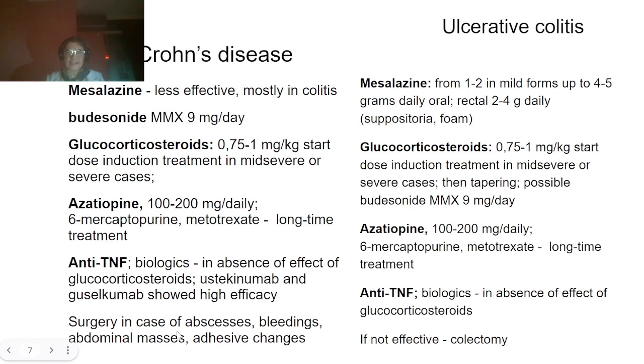Also, in cases of abscesses, bleedings, masses, and adhesive changes, surgical treatment is used. So, okay, we finished.